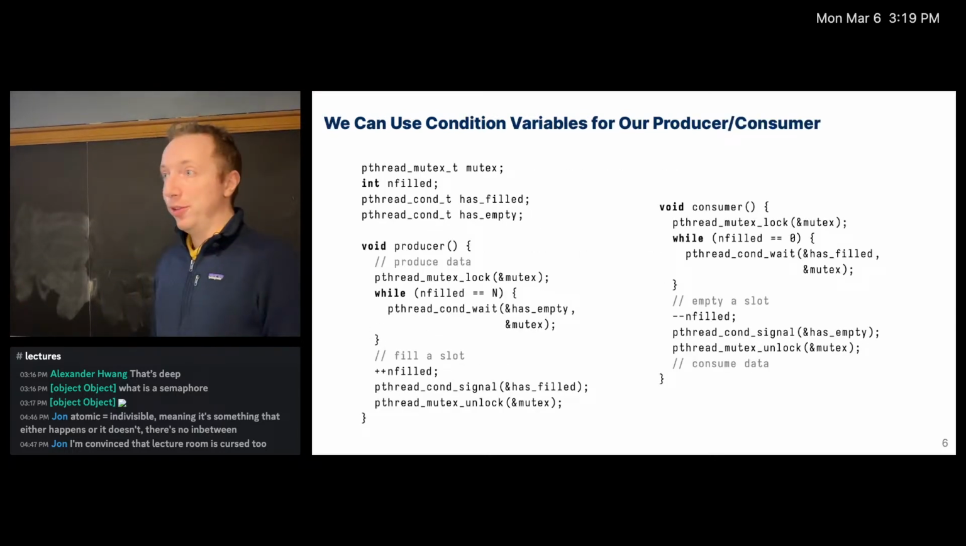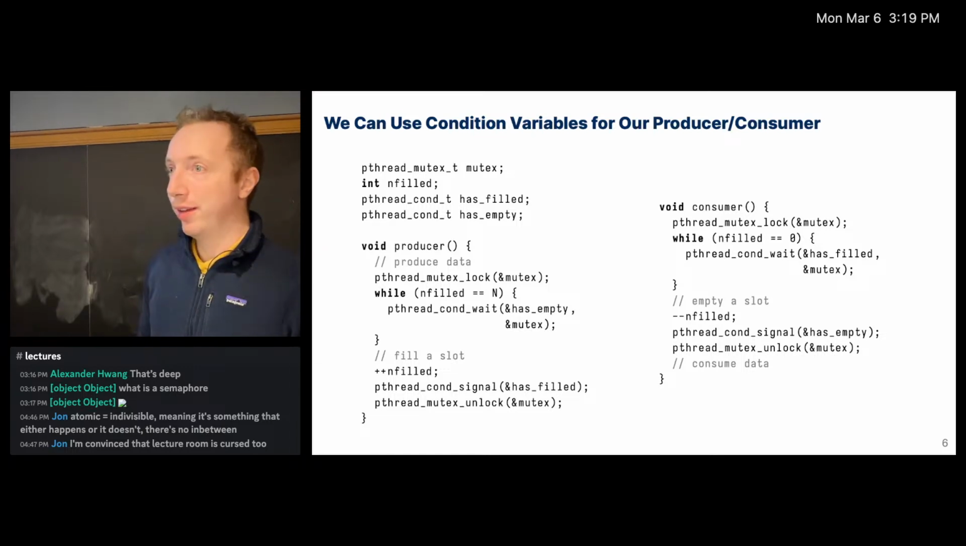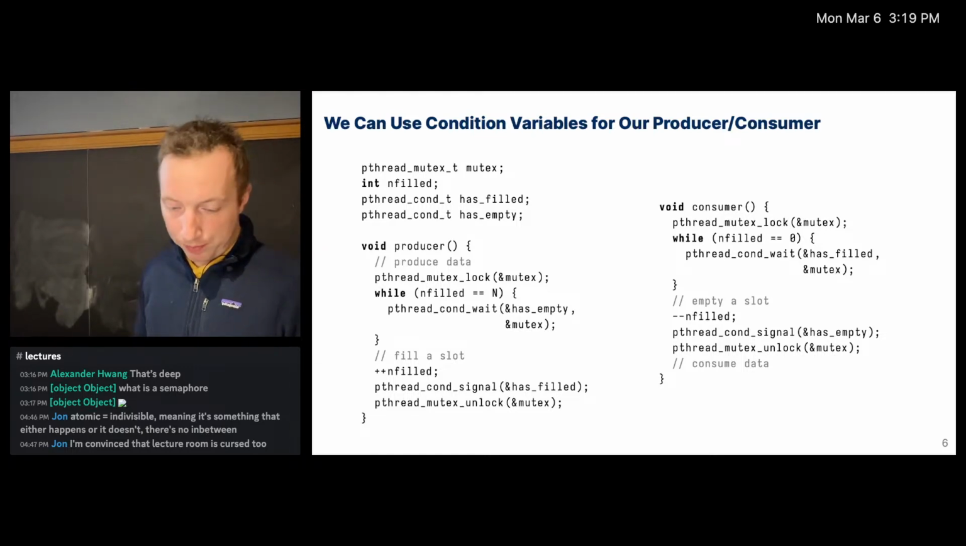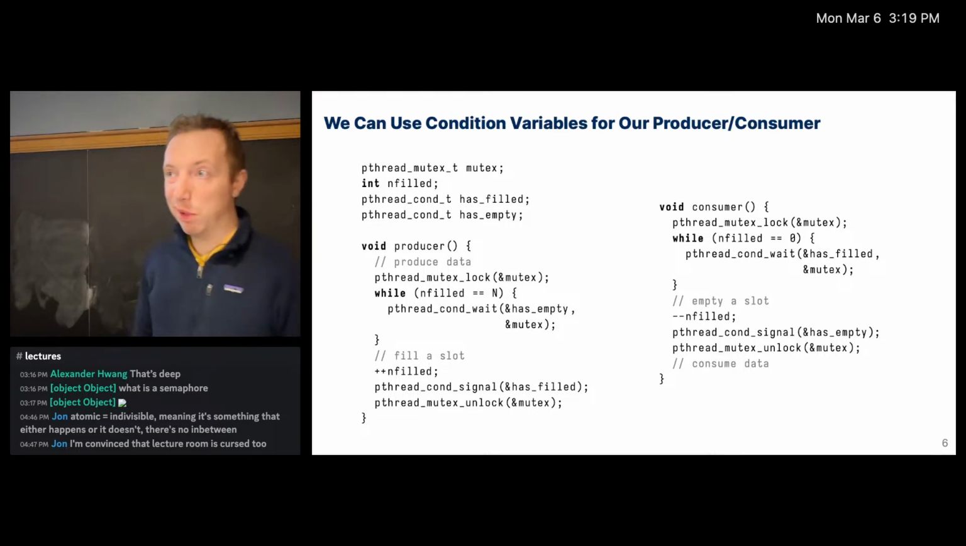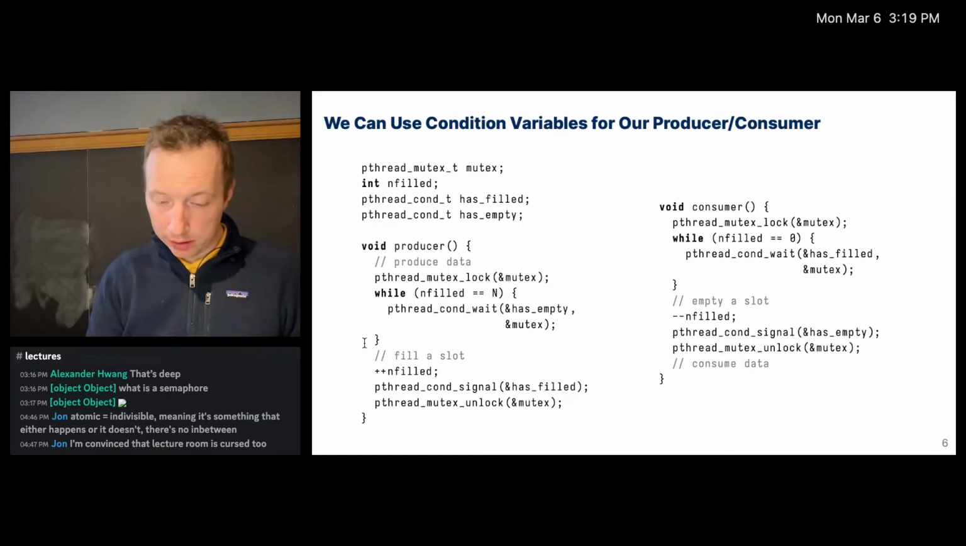So this is how we could change our producer consumer code. Instead of using semaphores, we could use two condition variables, and this might arguably be a bit clearer.